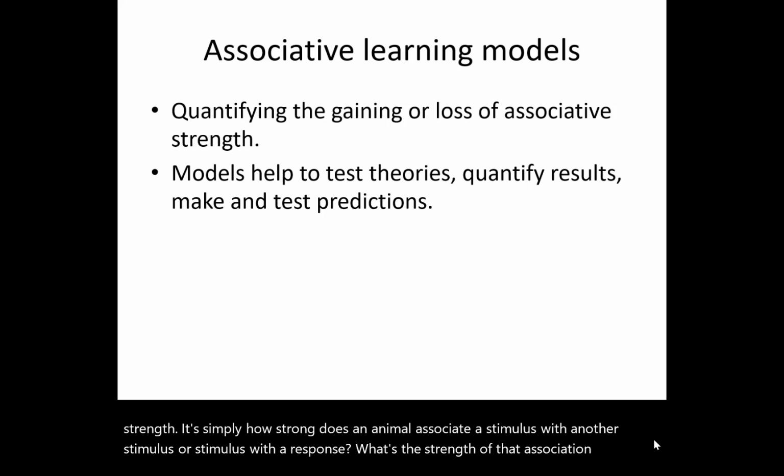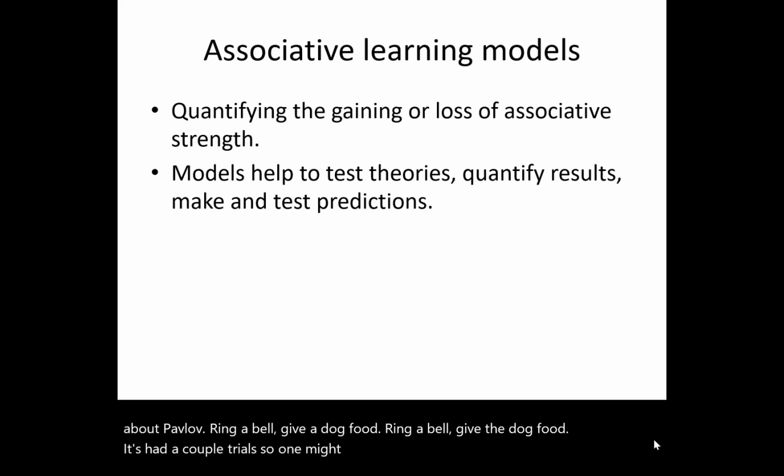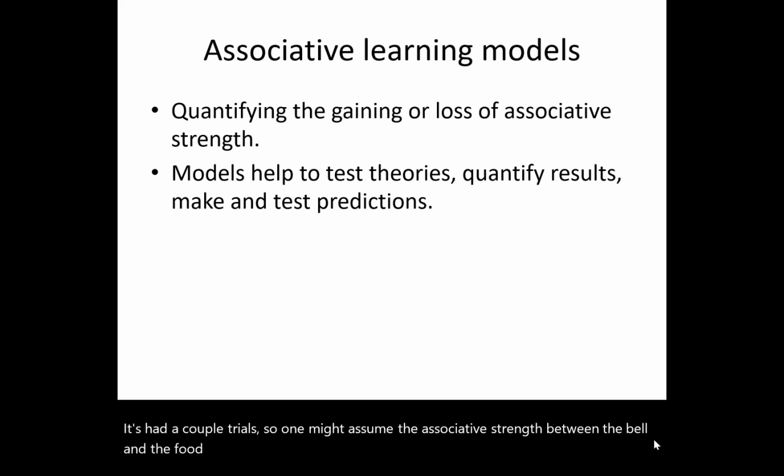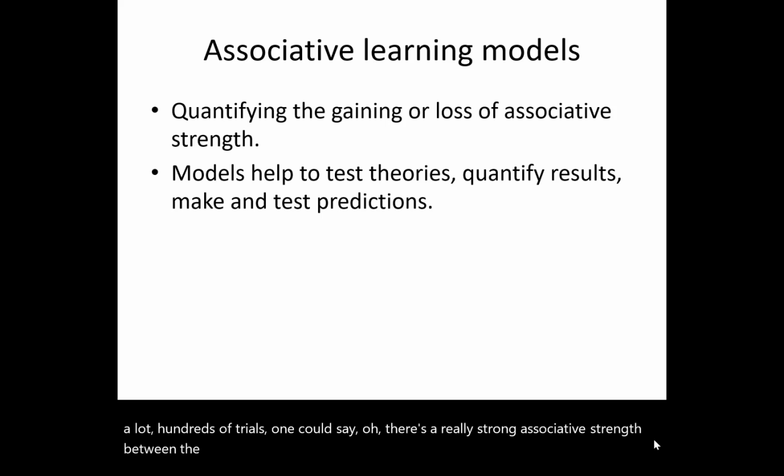So let's think about Pavlov. Ring a bell, give a dog food, ring a bell, give the dog food. It's had a couple trials, so one might assume the associative strength between the bell and the food is a little weak, not really strong. But if you ring a bell and give a dog food a lot, hundreds of trials, one could say, oh, there's a really strong associative strength between the bell and the food.